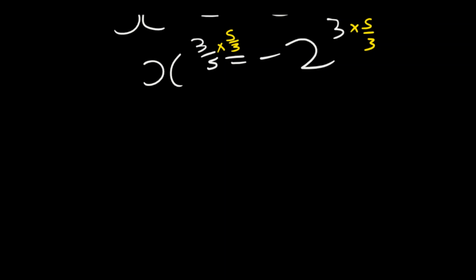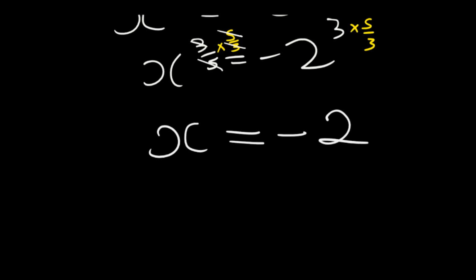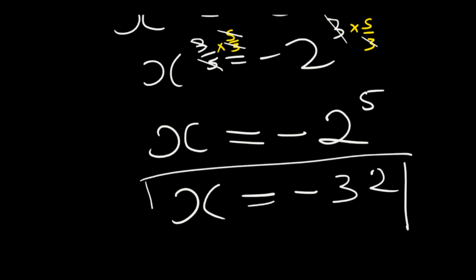And then this 3 will go away with this 3, this 5 goes away with this 5. You remain with x is equal to minus 2, and then this 3 here goes out with this one, you will remain with the power of 5, right? So please, now you can punch your calculator of minus 2 to the power of 5, which is x is equal to minus 32, right?